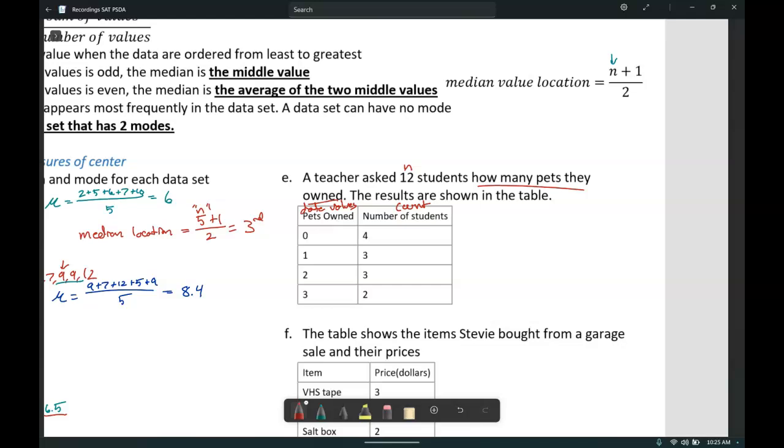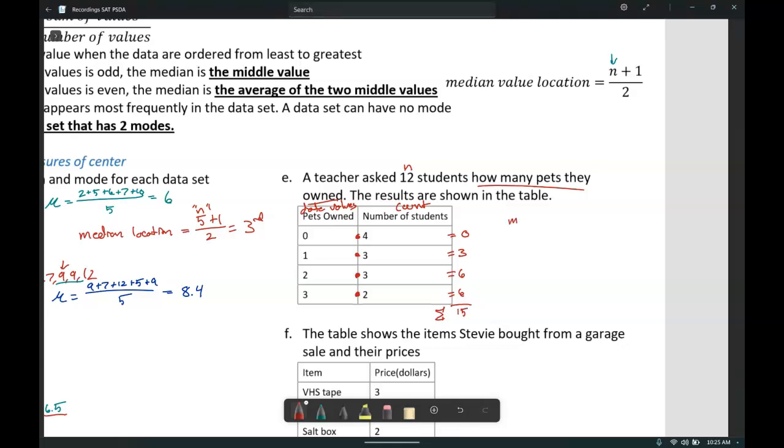If I have 0 4 times, the sum of all my zeros is 0 times 4, which equals 0. Then I have 1 3 times. The sum of all of my 1's is 1 times 3, which equals 3. I have 2 3 times. The sum of all my 2's is 2 times 3, which equals 6. And I have 3 twice. The sum of all my 3's is 3 times 2 to give me 6. So the sum of all my data values is the sum of each data value times its frequency. And then when I add those all up, I get a sum of 15.